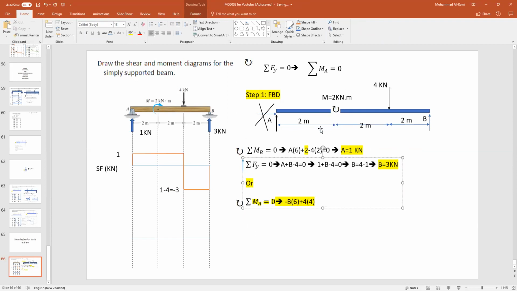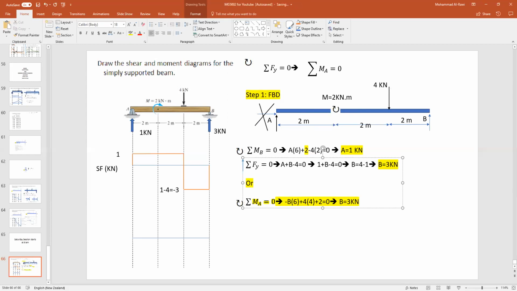And then the 2 kilonewton meters, which way is it rotating? It's still positive, so plus 2 equals 0. Then we rearrange this equation. After simplification, you find B is equal to 3 kilonewtons.